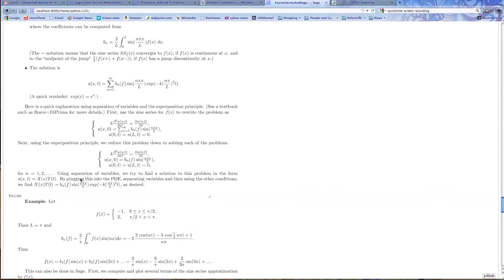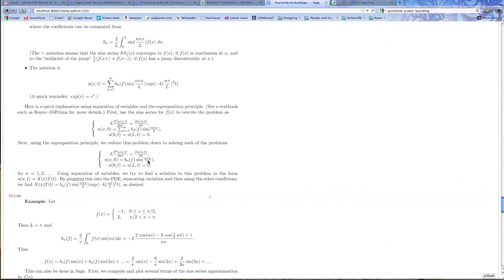Now, separation of variables says we only look for solutions u of x,t which are a function of x times a function of t. Let's call them X of x and T of t. We don't know what X of x is. We don't know what T of t is. To find them, we plug that product into the PDE and try to separate variables, in other words, all the x's on one side, t's on the other side. Now you have a separated equation. They have to be equal to a constant, and that allows you to create two ODEs, one for X of x and one for T of t.